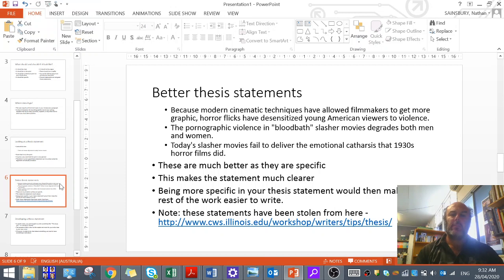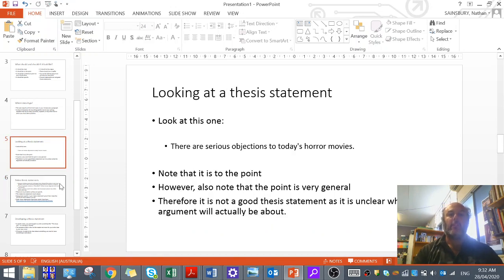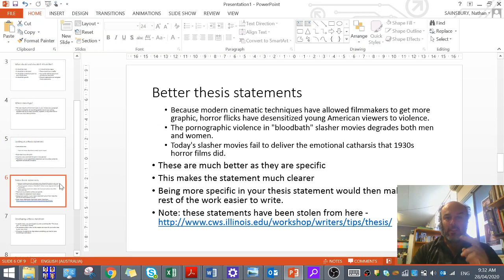By being that specific in your thesis statement, it also makes the rest of your work easy to write. So if we go back to that one, there are serious objections to today's horror movies. You could go anywhere, and there's three directions right there you could have gone. However, if you're looking at these three here, it is very clear what you're going to talk about, and therefore it makes it much easier for you to go on and write your essay or whatever it might be.